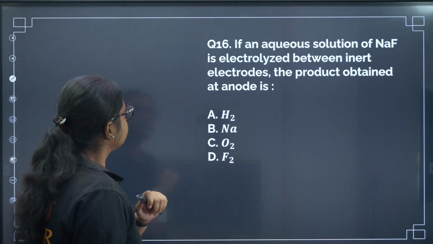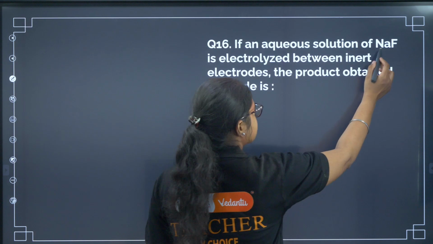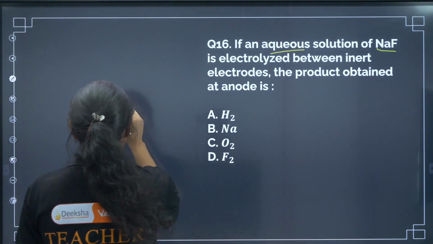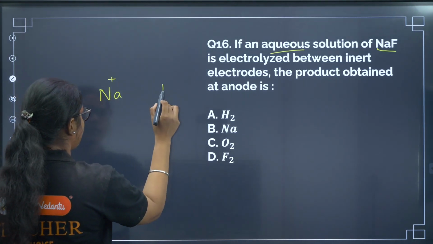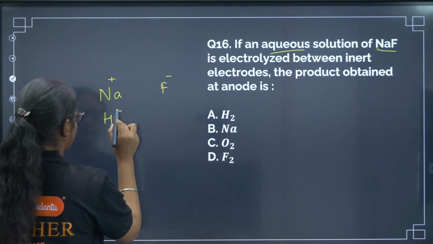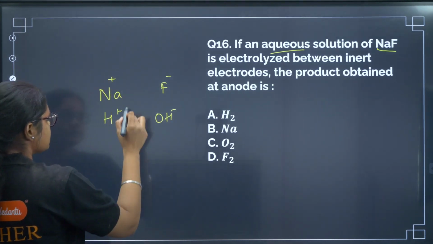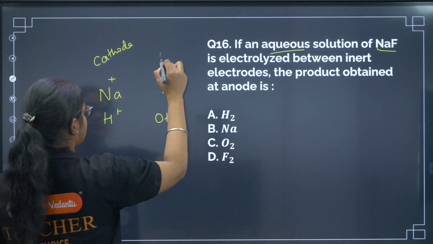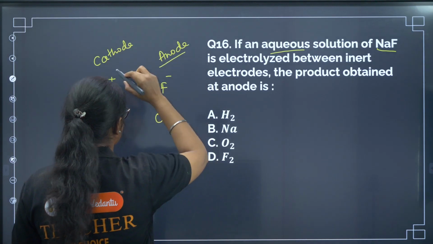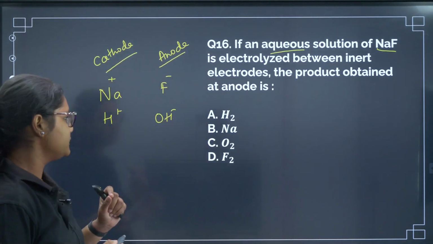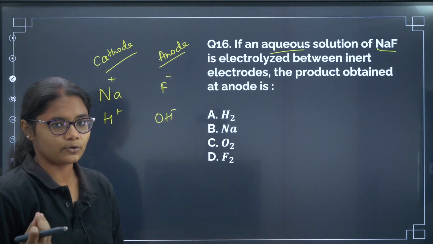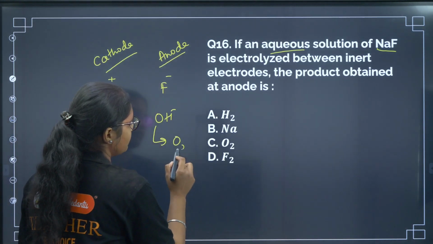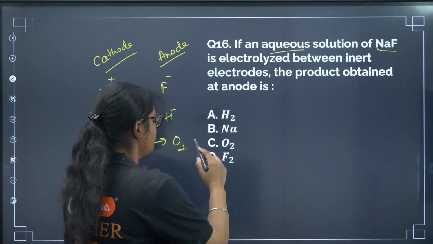Next. NaF aqueous solution is there. Then what will be produced at anode? So you can see here we have Na plus, F minus, and in aqueous solution H plus and OH minus. So these will go towards the cathode, and this part will go towards the anode, right? So at anode oxidation will take place. Fluorine's oxidation potential is very low, so it will not undergo oxidation. OH minus will undergo oxidation to give you O2. So the correct answer for this one will be option C.